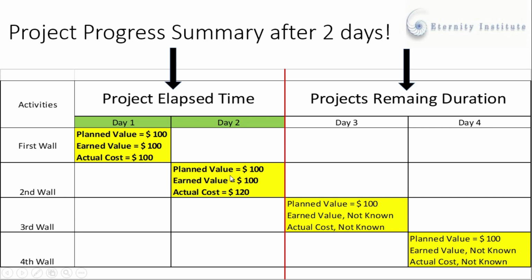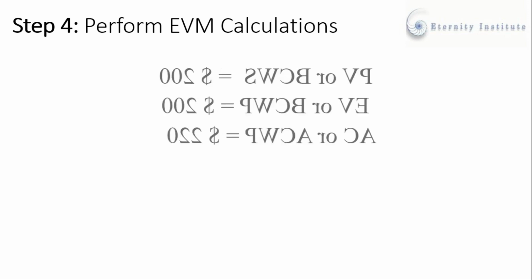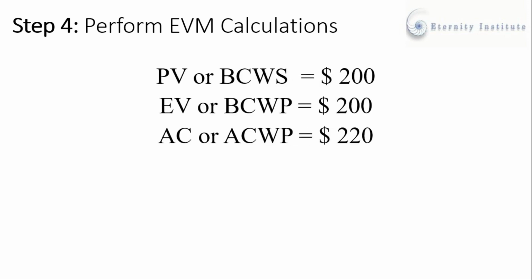Similarly, the planned value for the second wall is $100, earned value is $100, and the actual cost is $120. So friends, let us calculate earned value parameters. So far we have planned value or budgeted cost of work scheduled, which equals $200. Similarly, we have earned value or budgeted cost of work performed, which also equals $200, and actual cost of work performed, which equals $220.